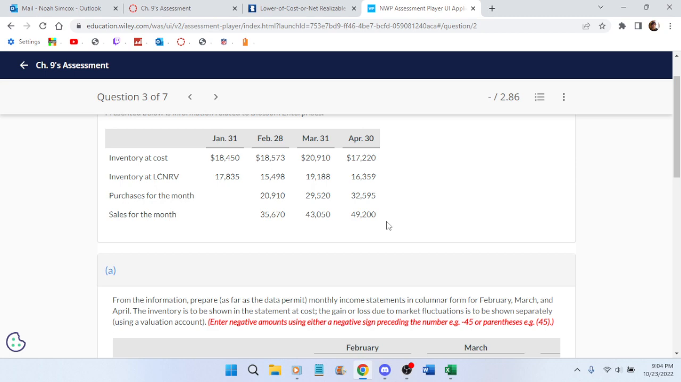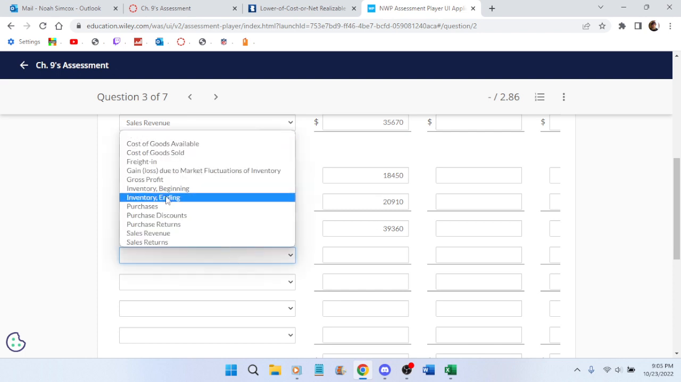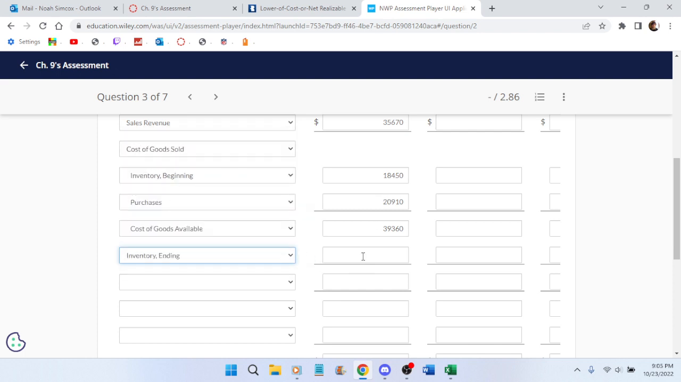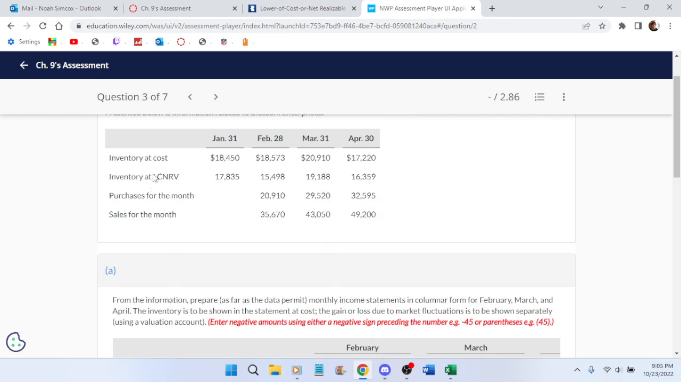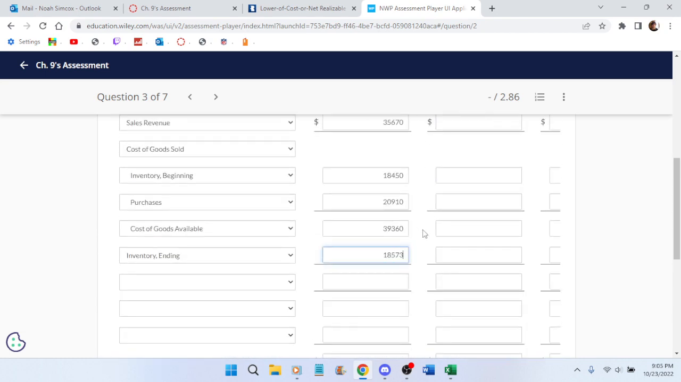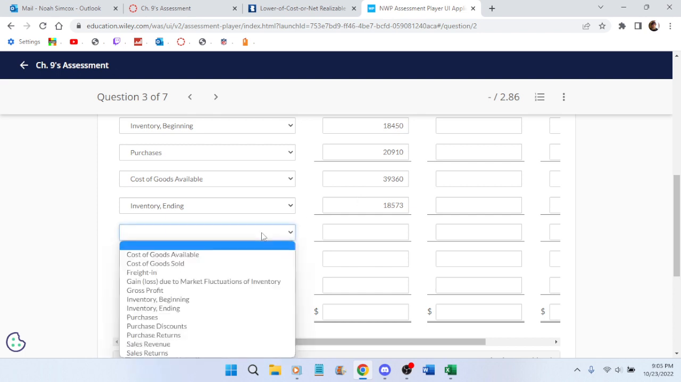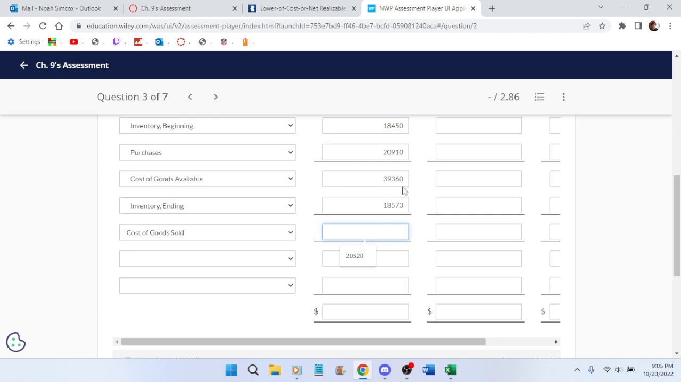Do you just subtract the ending inventory? You had inventory at the beginning, then you had purchases. Then you subtract your ending inventory, okay, your ending inventory was 18,573. You know why this is taking forever? Because the textbook doesn't explain how to do it. Your cost of goods available, subtract your inventory, equals the cost of goods sold. So you have this minus this.